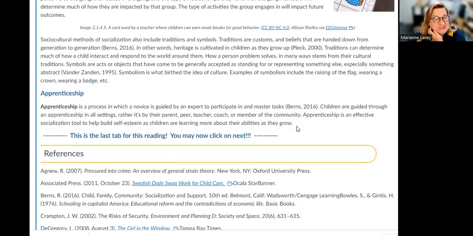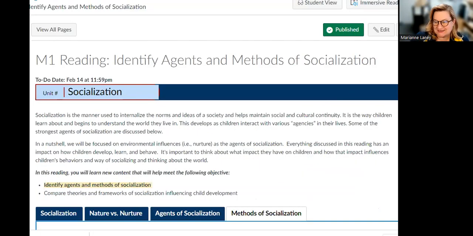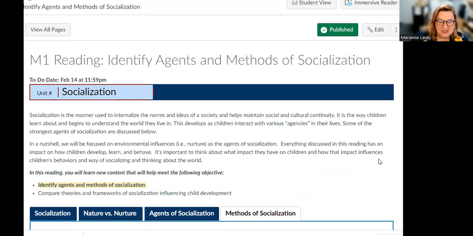I had my older sister who was learning algebra. We're about 5 years apart, and she taught me algebra 5 years early. She was just interested in it at the time, and then taught me algebra. So yeah, I was doing algebra in the third grade. Yay. That wasn't quite a tradition, but an older sibling teaching a younger sibling something could be a tradition. All right, so that is our first M1 reading, agents of and methods of socialization.